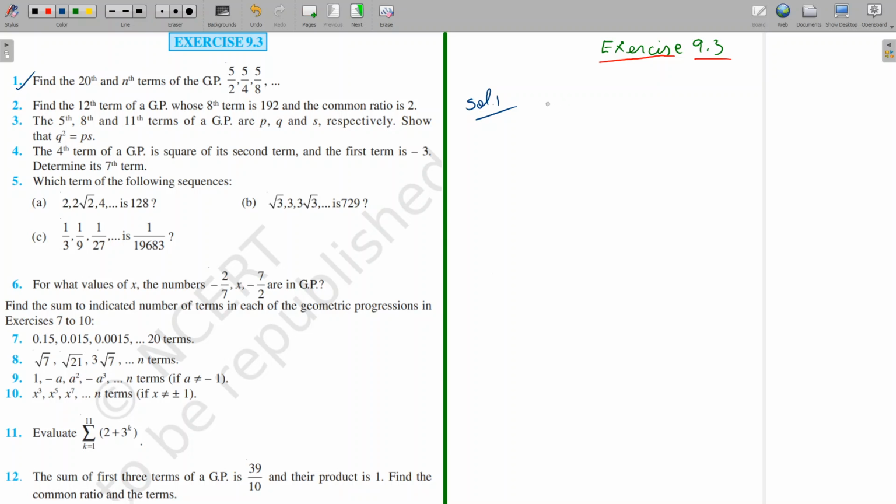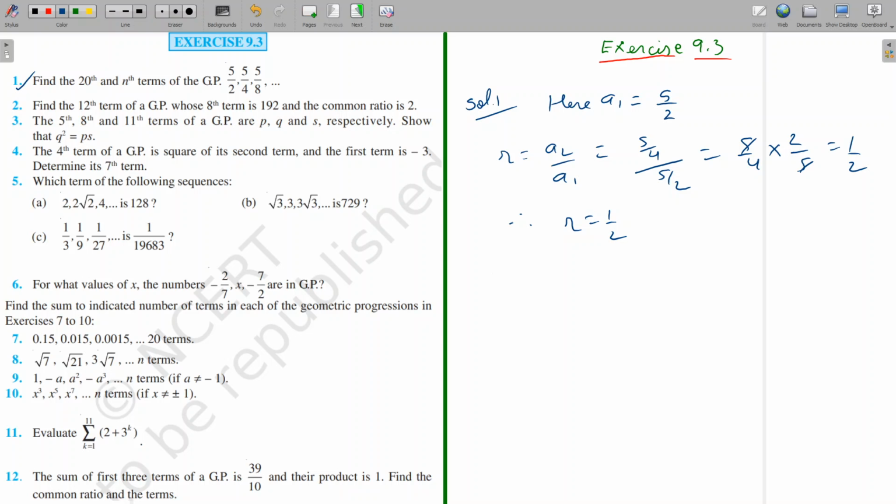So we'll use the formula of a_n, that is a_1 into r raised to n minus 1. Here a_1 equals 5/2, and r equals a_2 by a_1, that is (5/4) over (5/2), which we can write as 5/4 into 2/5. The 5 and 5 cancel out, so this gives us 1/2. Therefore r is 1/2 and a_1 is 5/2.